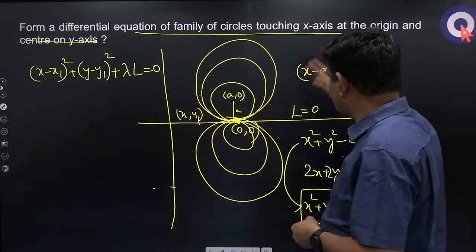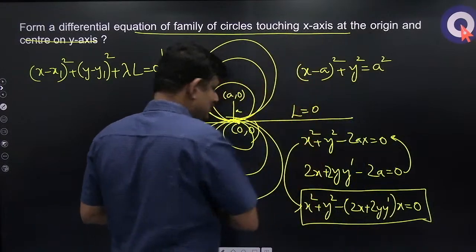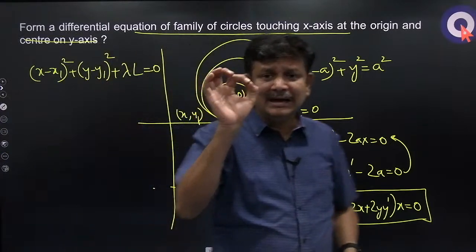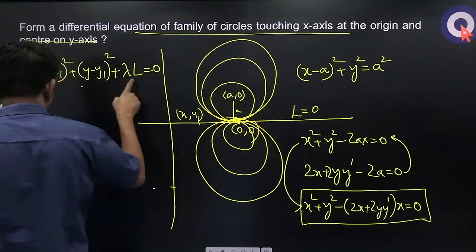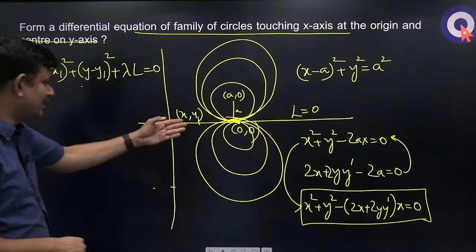ठीक है? So, for any given line equation instead of the x axis, the equation of a circle touching that line at any given point on it will have how many arbitrary constants? Only one. So, order of the differential equation will be 1. So, let us come back to this question.